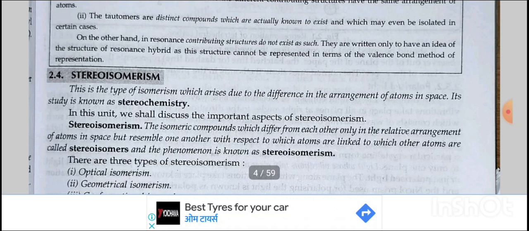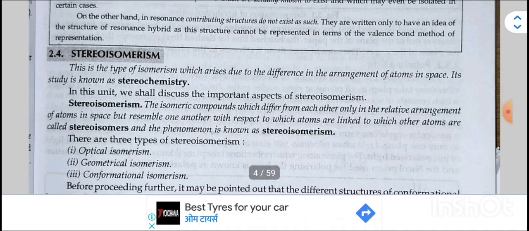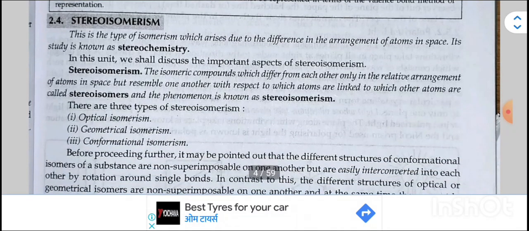Stereoisomerism. The isomeric compounds which differ from each other only in the relative arrangements of atoms in space, but resemble one another with respect to which atoms are linked to which other atoms, are called stereoisomers, and the phenomenon is known as stereoisomerism. There are three types of stereoisomerism: first optical, second geometrical, third conformational isomerism.